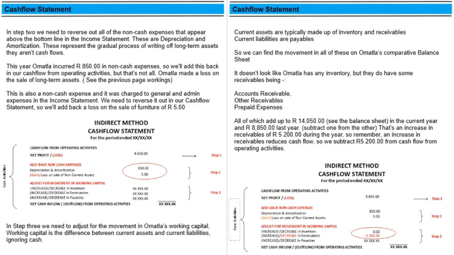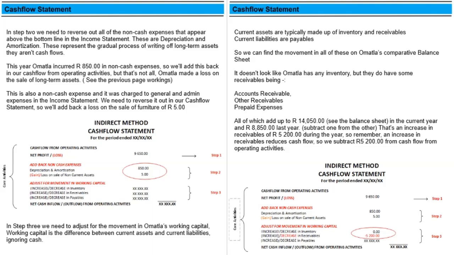Omatla made a loss on the sale of long-term assets. This is also a non-cash expense, and it was charged to general and admin expenses in the income statement. We need to reverse it out in our cash flow statement, so we'll add back a loss on the sale of furniture of 5 rands.